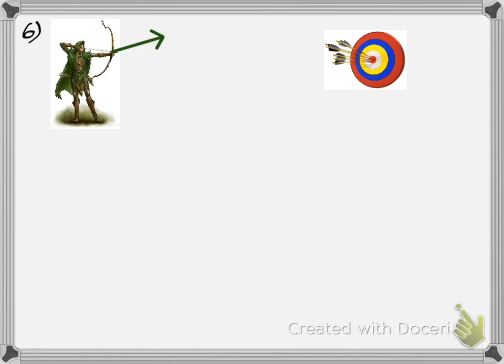Now that's an important point. Because it's at the same height, when the arrow reaches the target, delta y is going to be 0. At what angle must the arrow be released to hit the bullseye if its initial speed is 35 meters per second? Alright, that's the angle at which it is released as a velocity.